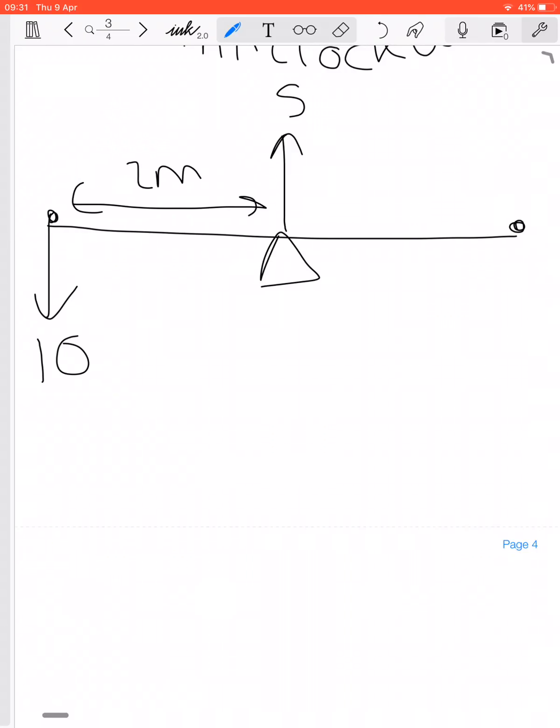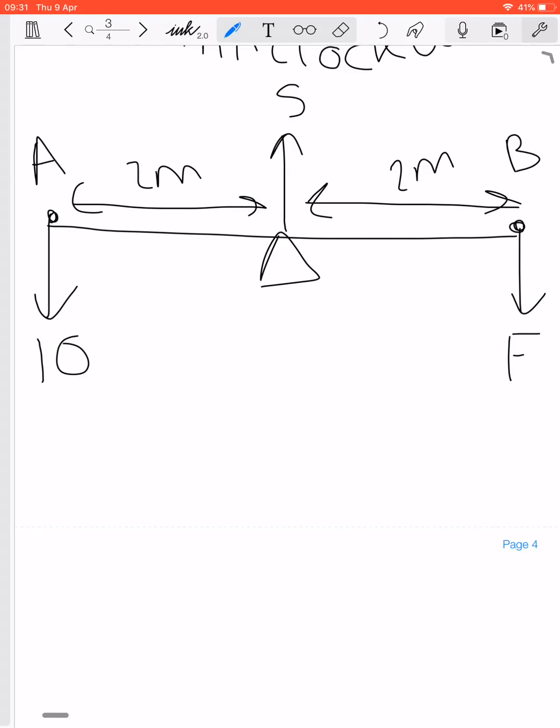B is sat over here. I'm going to leave it as F because we're not going to need it, but you can put in the numbers if you want. And that is still 2 meters. So remember, this is A and this is B. Now, last time we took moments about S, and that was nice and easy. But this time we're going to take moments about B.